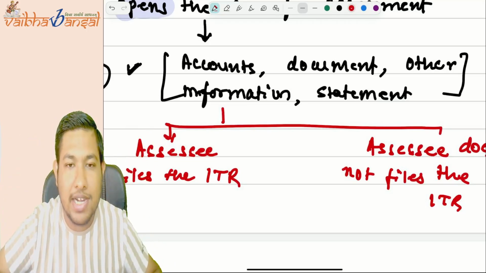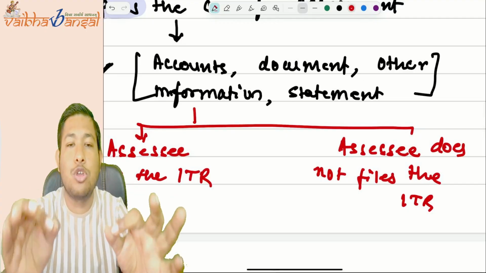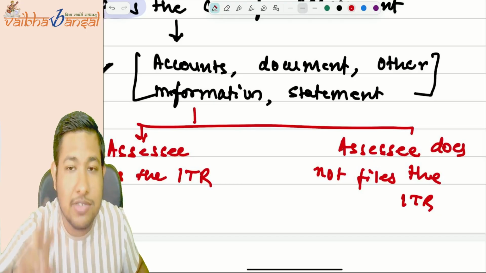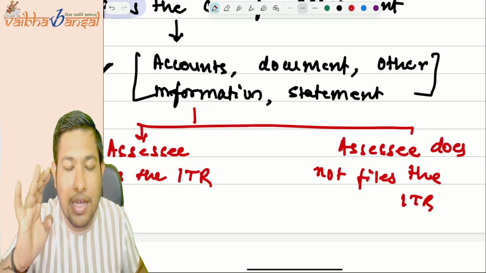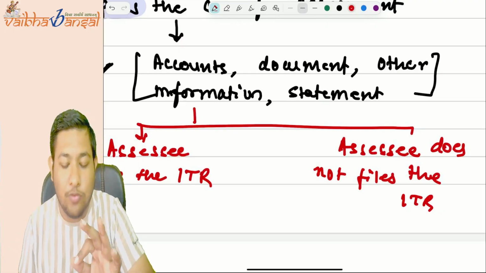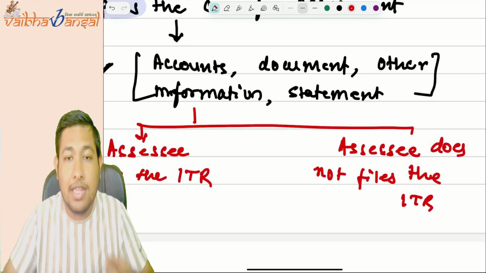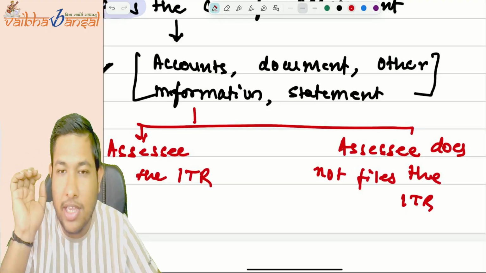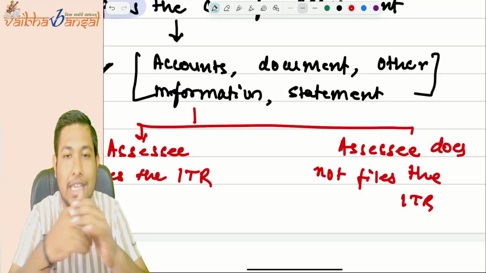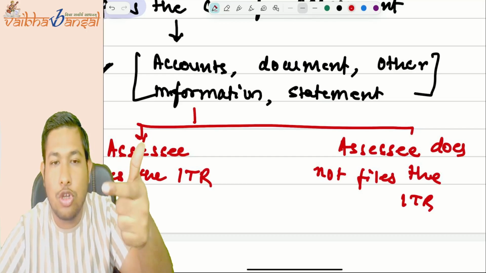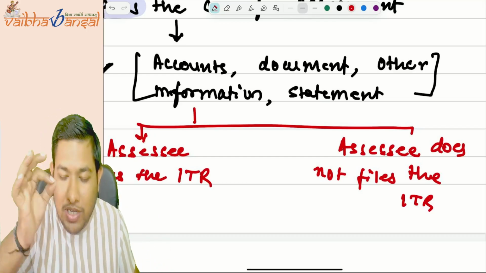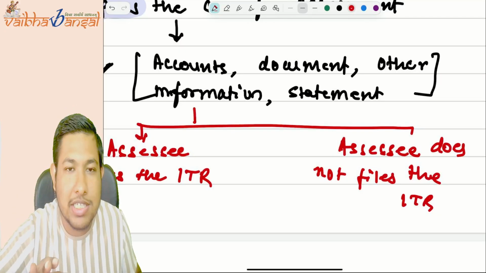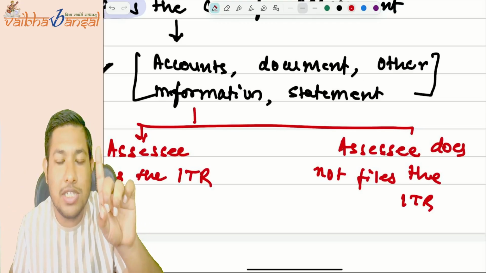For this you need to understand: ask for the account, document, other information and statement. These four words need to be understood and learned. All these four points should be kept in your mind: account, document, other information, statement, because these are technical words. So to ask for the account, document, other information and statement, the primary responsibility of the assessing officer is that he should ask the assessee to file the return of income. The first requirement is what?